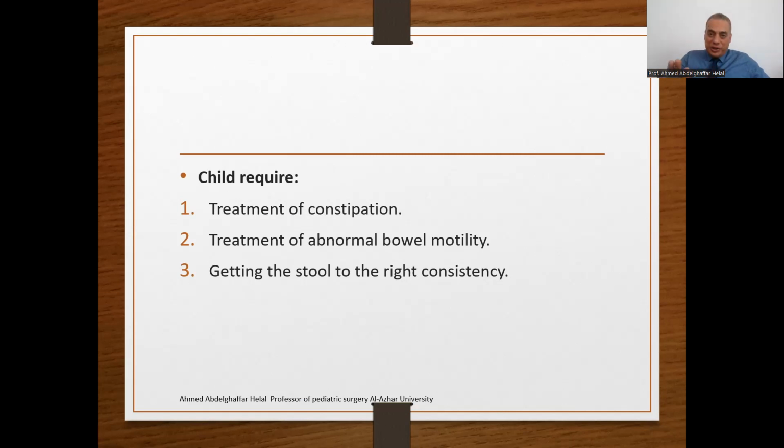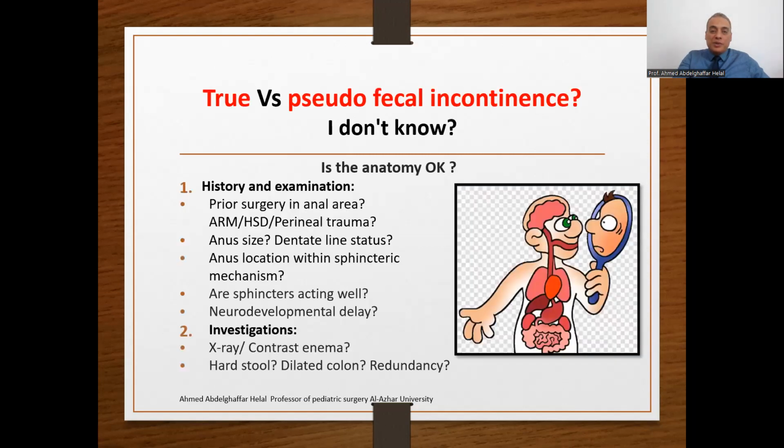So it's very important for the pediatric surgeon to differentiate between both types, true fecal incontinence and pseudo-fecal incontinence. Both have 2 different plans for management. One of them requires bowel management or an artificial way to clean the colon because there is no sphincter at all, no muscles, true fecal incontinence. And the other child will need treatment of constipation and abnormal bowel motility and getting the stool to the right consistency. The matter is totally different between the two types.